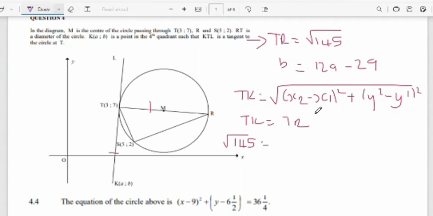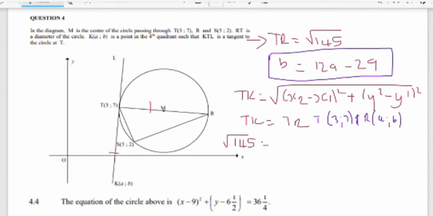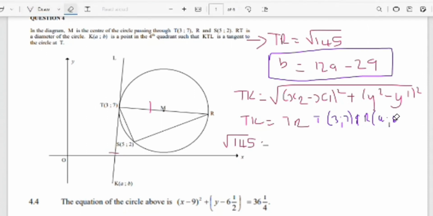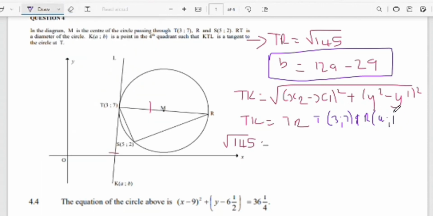We'll use the coordinates of T, which is 3 and 7, and the coordinates of R, which is A and B. Remember, we determined that B is 12A minus 29. So, in the place of B, I can say 12A minus 29.